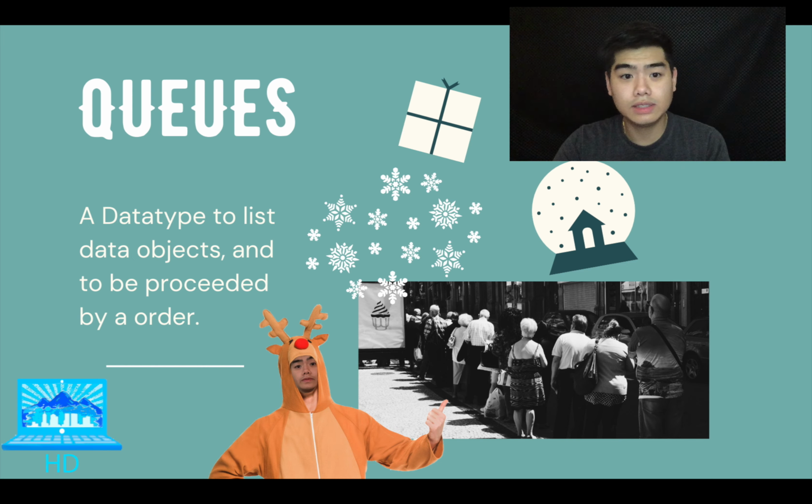A queue is actually a data type to list out data objects, and then we are going to be processing each of the objects in a particular order. And in real life we already encounter queues in our everyday interactions, such as when we are waiting in line for holiday shopping or waiting in line to go on a particular ride. That is technically also called a queue, where you're just lining up and then you're processing through whoever comes in a particular order, not randomly. It's all formatted in a particular way.